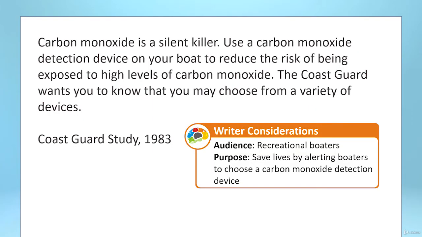In the very first sentence, it emphasizes killer, that carbon monoxide is a silent killer. And then you'll note in the second sentence there's a command. The Coast Guard is telling the reader outright what to do. The word there is use. Use that device on your boat. So it's very firm, and that command comes first.